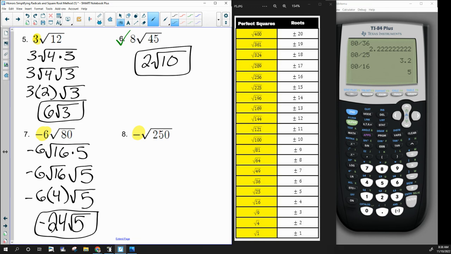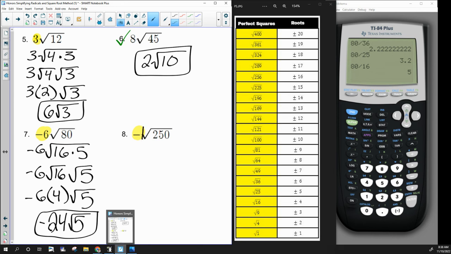One more to go. I like to be sneaky and tricky. What did I do in number 8? Just put a negative number. No number, but what number is really there? 1. It's a 1. Okay?